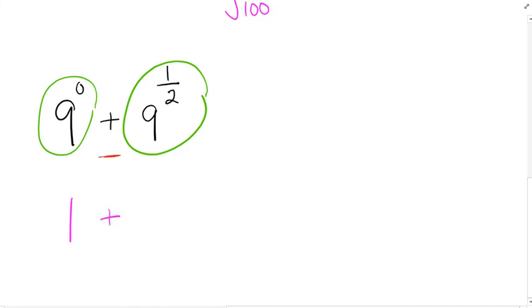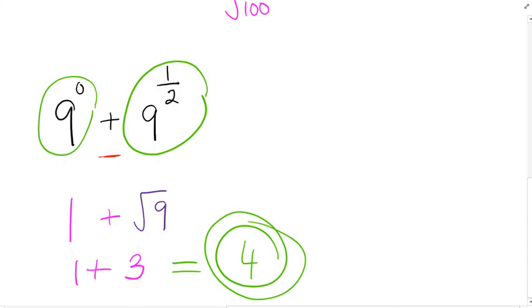Very good. And 9 to the power of a half. Now, this is what we've really focused in on today. 9 to the power of a half really just means the square root of 9. And the square root of 9 happens to be 3. 1 plus 3 is definitely going to give me an answer of 4. There you go, and that's our final answer on that one.